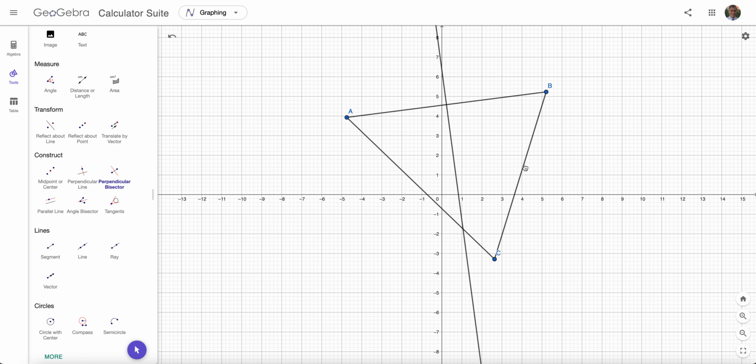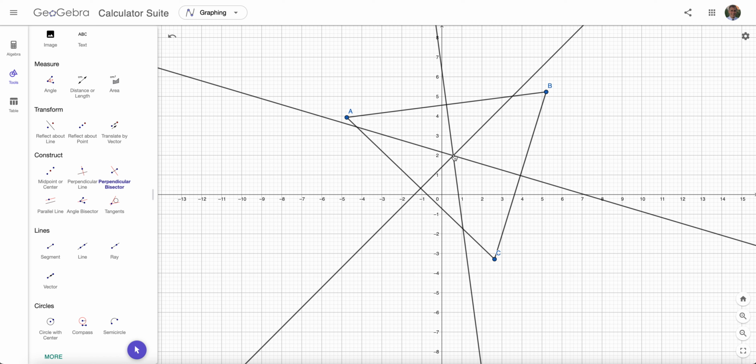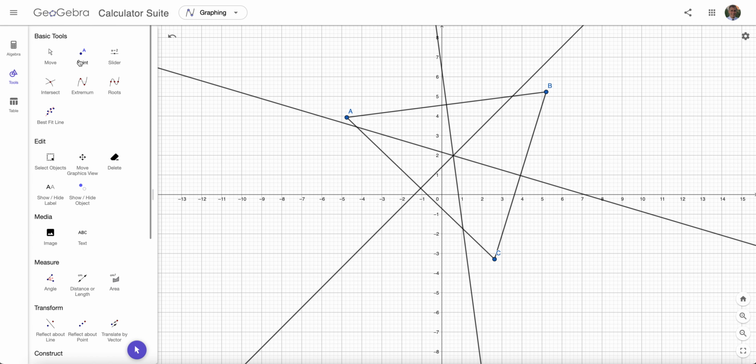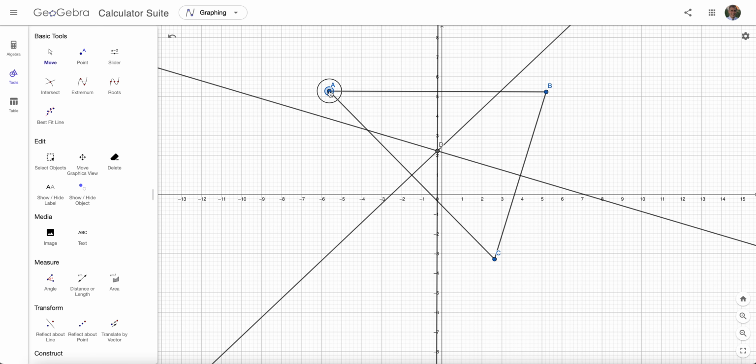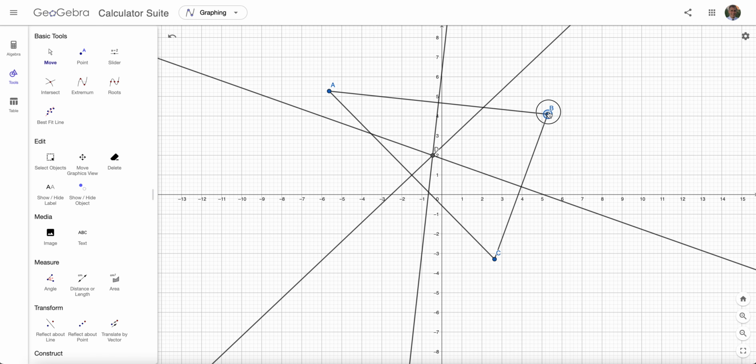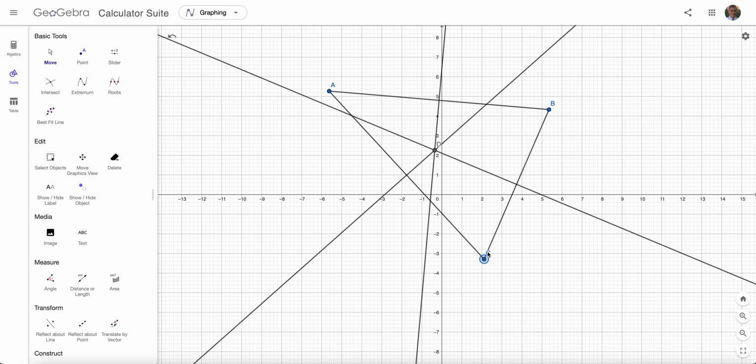If I do the same thing for the other 2 sides of the triangle, I will get all 3 perpendicular bisectors. And the intersection of those 3 bisectors is called the circumcenter for the triangle. I'm going to put a point by choosing Point under the basic tools. I'm going to put a point at the circumcenter here, point D. And if you notice, when I move the points around A, B, and C, my bisectors are moving and the location of the circumcenter is also moving as we go along here.